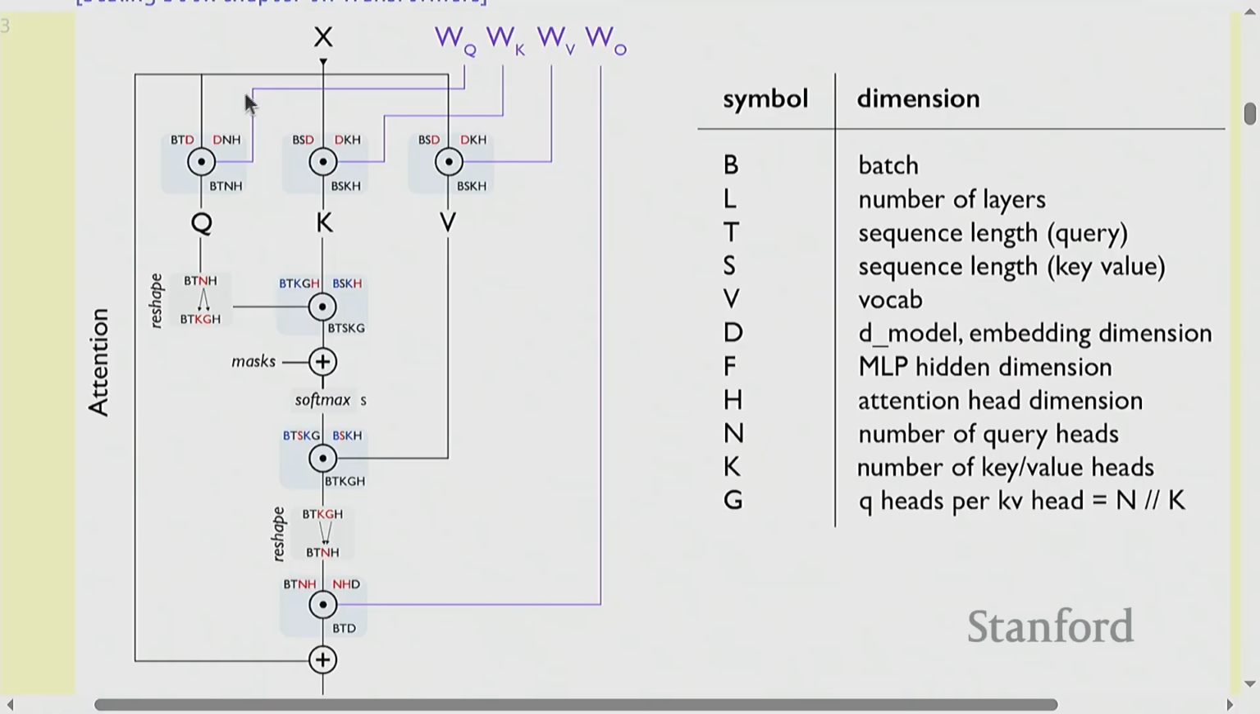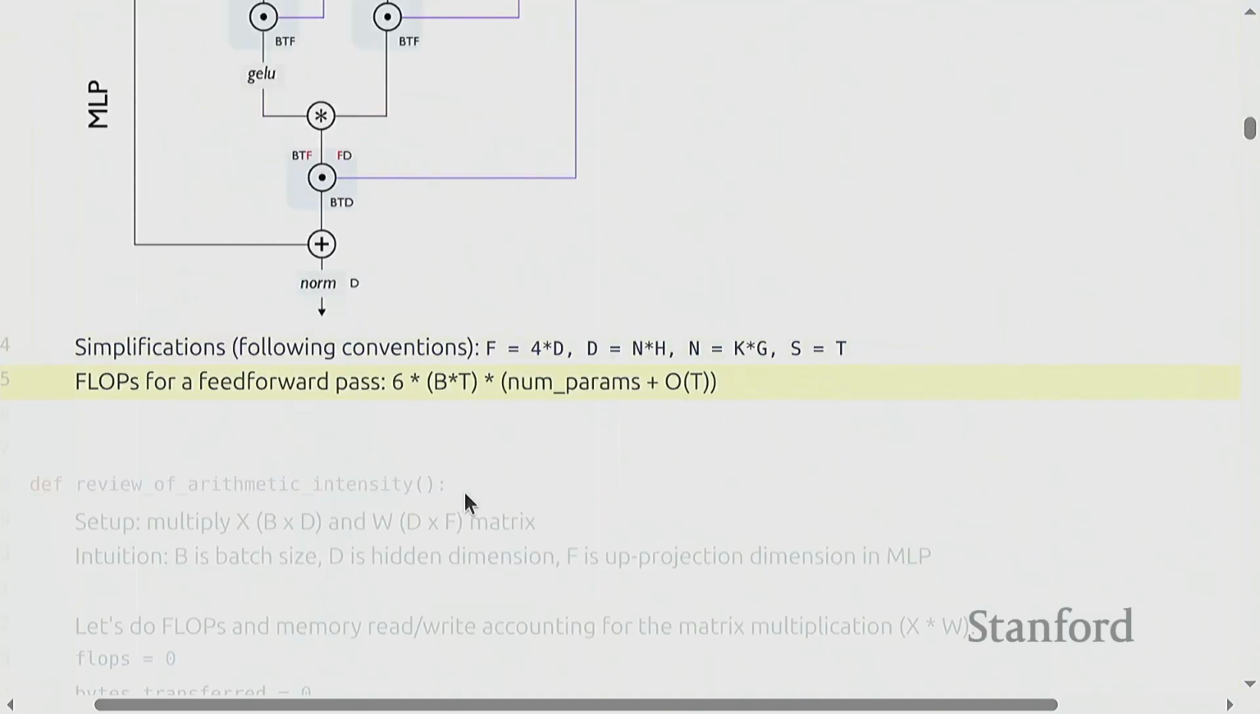Okay, and this diagram shows that you take your X, you feed it through the Q, K, V matrices, and you do a bunch of things. Remember that the FLOPs required for a forward pass is 6 times the number of tokens, which is B times T, times the number of parameters, plus for the attention, there's another order T. So T times T is a T squared dependence.